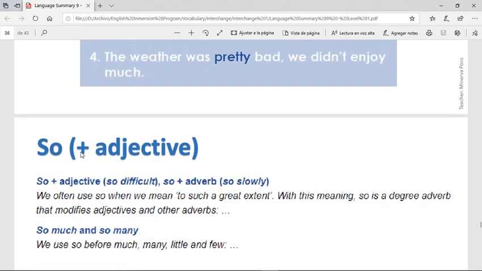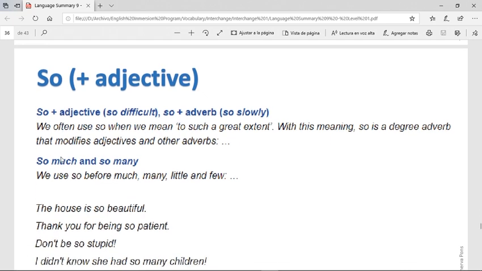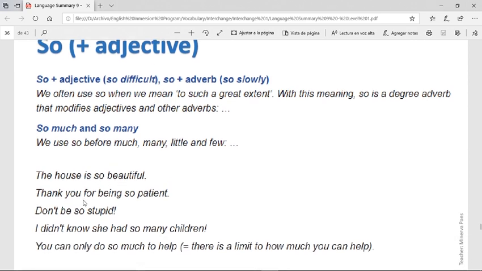And the last one is so. So means a lot, like really, really a lot, to such a great extent. So it's basically to say too much, a lot. But it can be in a good way or in a bad way, depending on how you use it. The house is so beautiful. It means that the house is really, really, really beautiful.